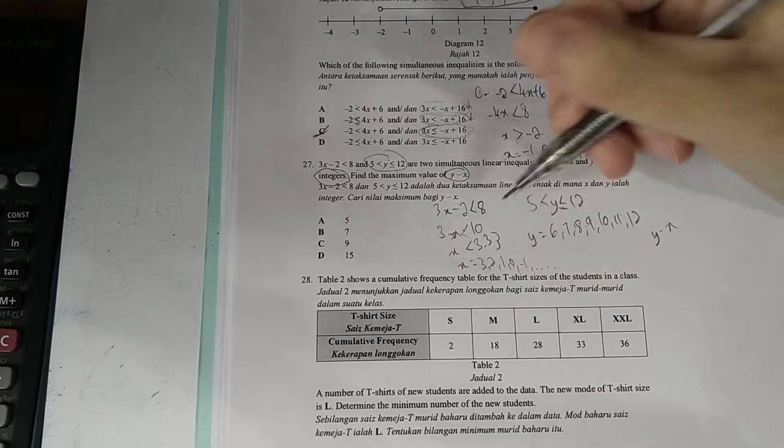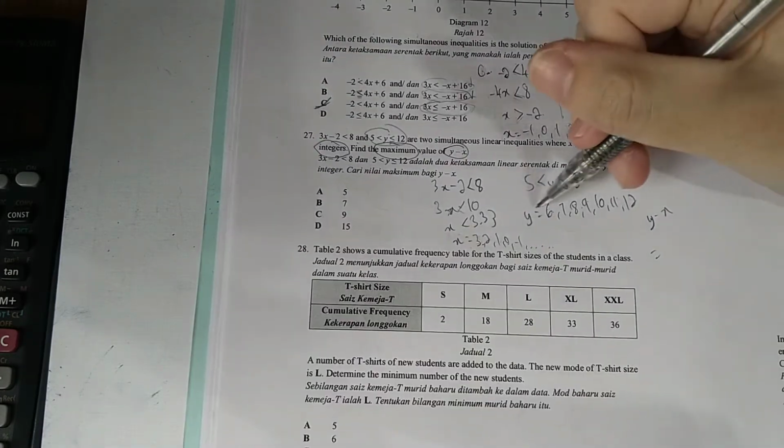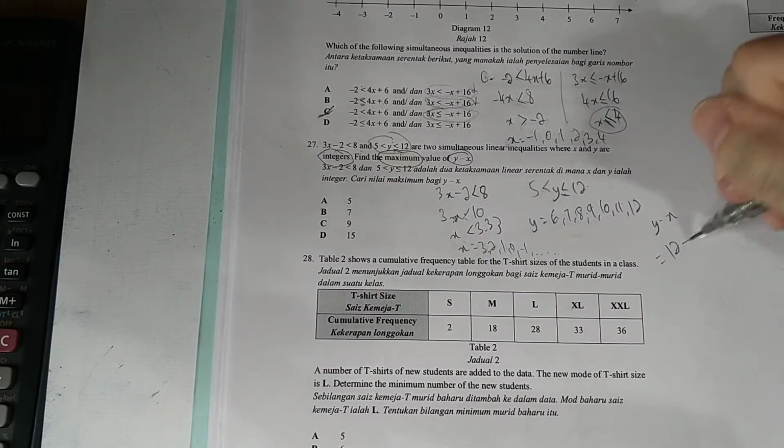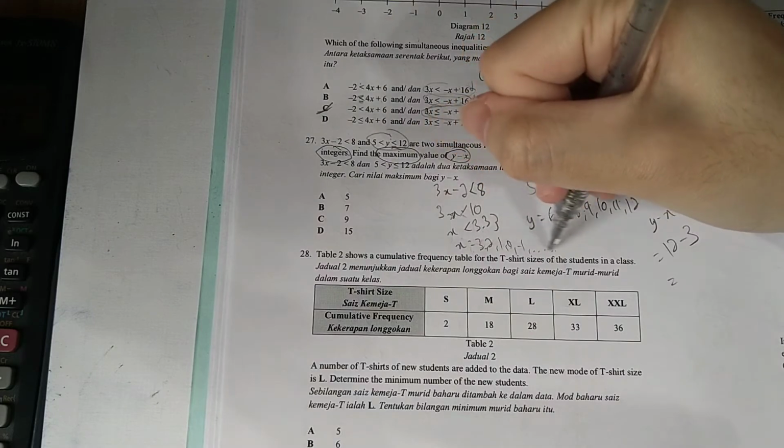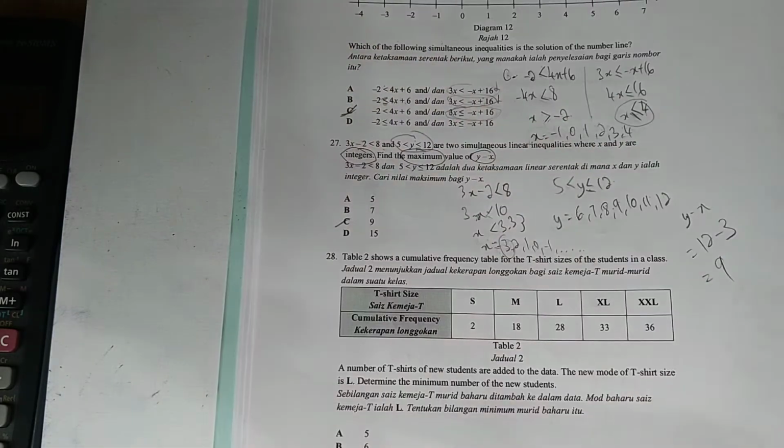Okay, you kena baca soalan lah. Find the maximum. So you have to take the maximum one lah. So what's the maximum value of y? 12 lah. What's the maximum value of x? 3 lah. Okay, because the number just keep getting smaller one. So the maximum value should be 3. So 12 minus 3 is 9. So the answer will be C.